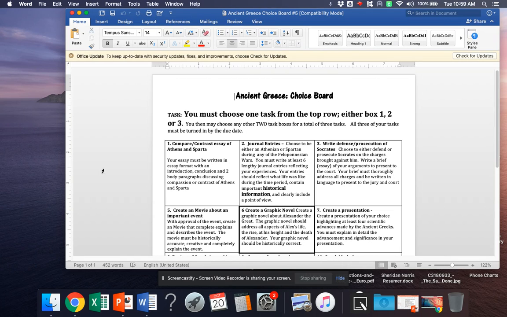A good, solid academic paragraph is 6 to 8 good sentences. However, when you're doing a compare and contrast, those paragraphs probably need to be just a little bit bigger than normal. So that's the first writing assignment that you could choose.